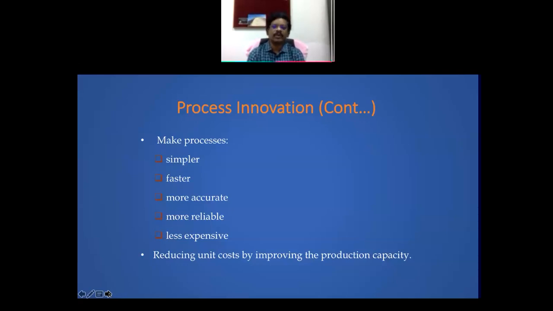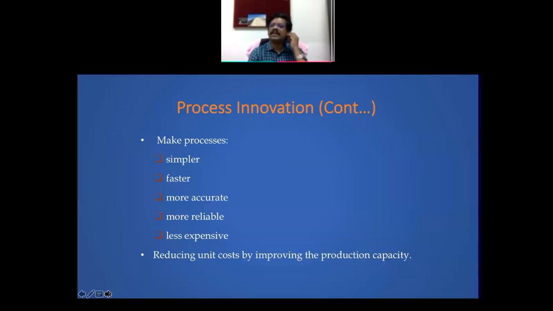For example, if you go to any kind of restaurant, you can see the process is there, right? Starting from the material to the finished product. When you give the order of say idli or dosa, what is the process in making that idli? How many stages are there in the process? Can you cut down any of the processes? You can simplify, you can make it faster, more accurate, and you can get good quality.